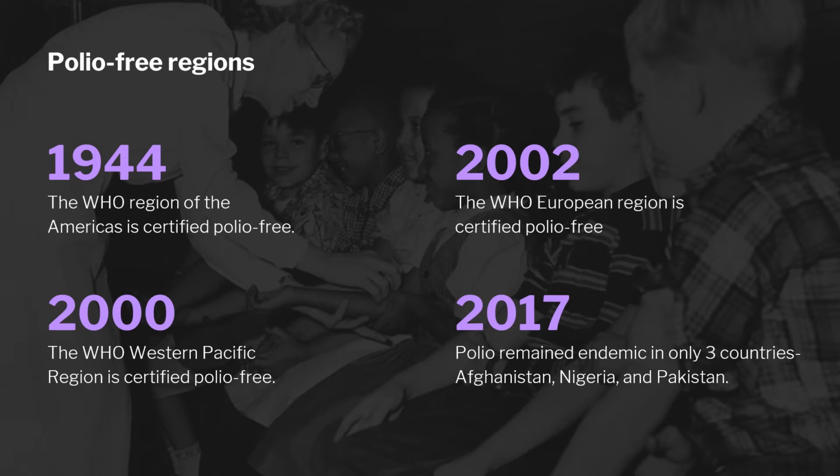And after India went 3 full years without a new case, the World Health Organization certified the Southeast Asia region polio-free, which is now, the cases are down over 99% since 1988. And lastly, in 2017, polio remained endemic in only 3 countries: Afghanistan, Nigeria, and Pakistan.